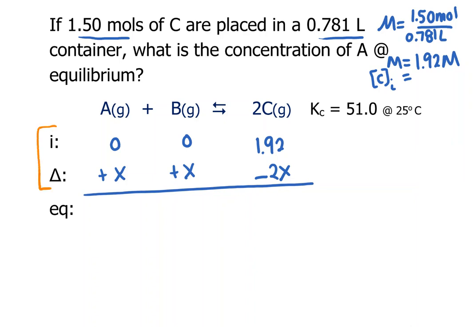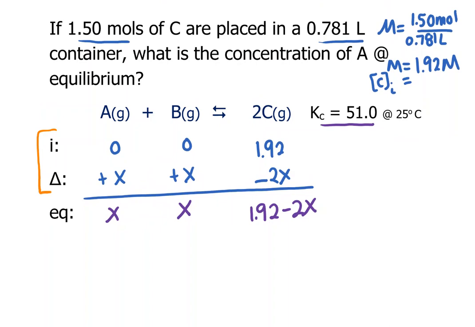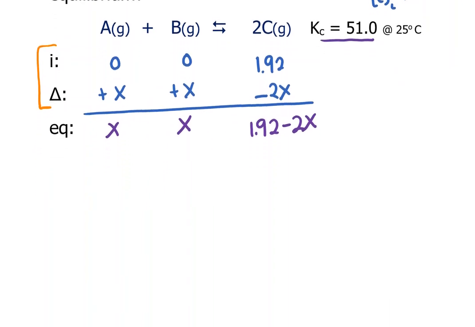again, I'm adding these two. Okay, so I have my expressions for my equilibrium concentrations, and I also have an equilibrium constant. And my goal is to solve for x so I can find out what these concentrations are. Particularly, I want to know what A is. So I'm essentially going to be solving for x, because x is my concentration of A.